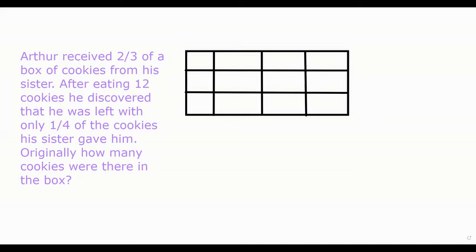Now we're going to work on the first sentence where it says Arthur received 2/3 of a box of cookies. Right, so we're going to pretend this table is the box of cookies. Now what is 2/3 of this box? 1/3 would be, if this table is divided into 3 parts, this would be 1/3. So that means 2/3 is this much. Two-thirds would be 8 cells.